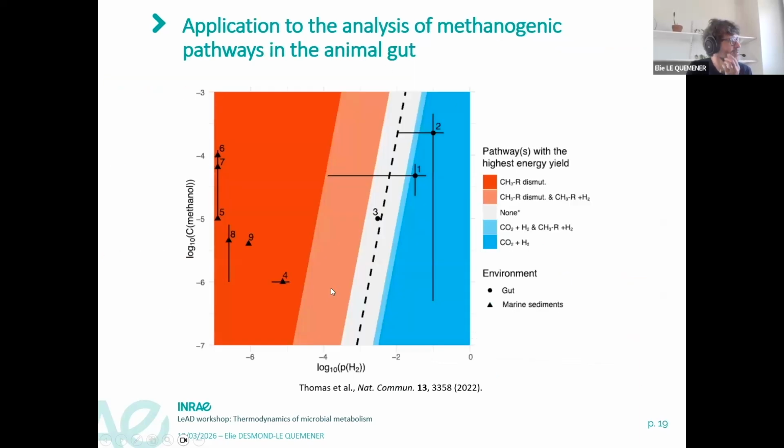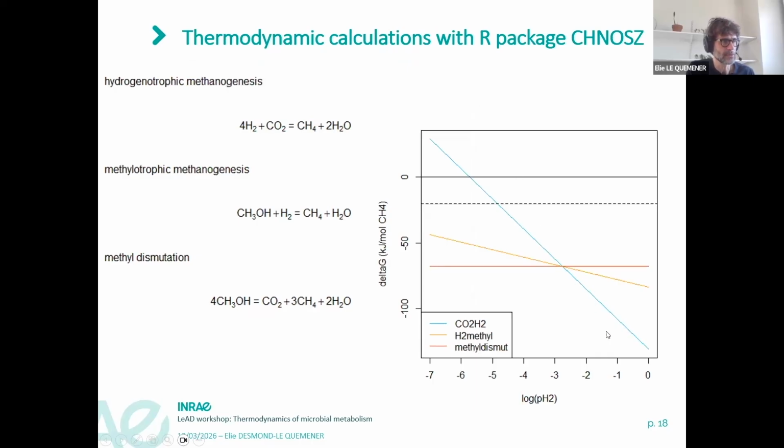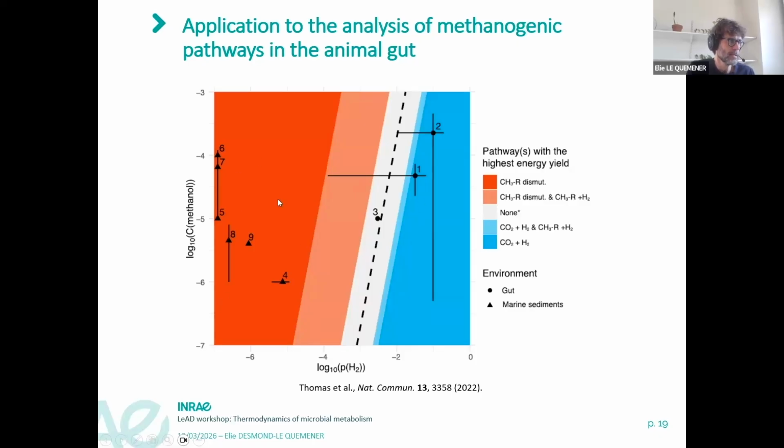And just to illustrate this, we did this calculation in an article where we analyzed the pathway of some archaea in the gut, and we were looking at the methyl metabolism. And you see that here we plot the logarithm of pH2 against the logarithm of C-methanol in this graph, and the color shows what pathway gives the most energy. So it's more or less the same as what we see here, just showing the color of the curve that is at the bottom. So you have a blue part and a red part, and a part in between where all the reactions are more or less equivalent.